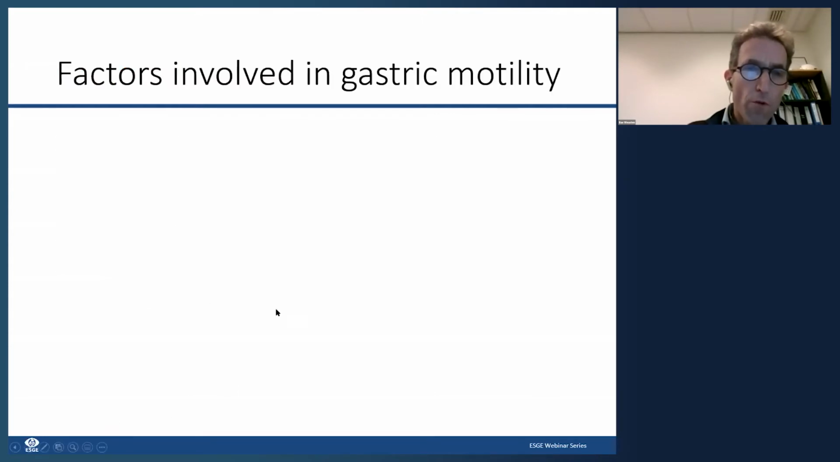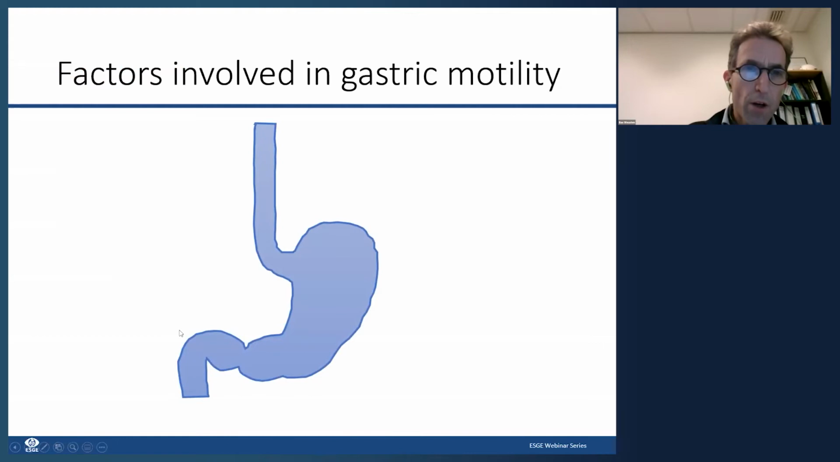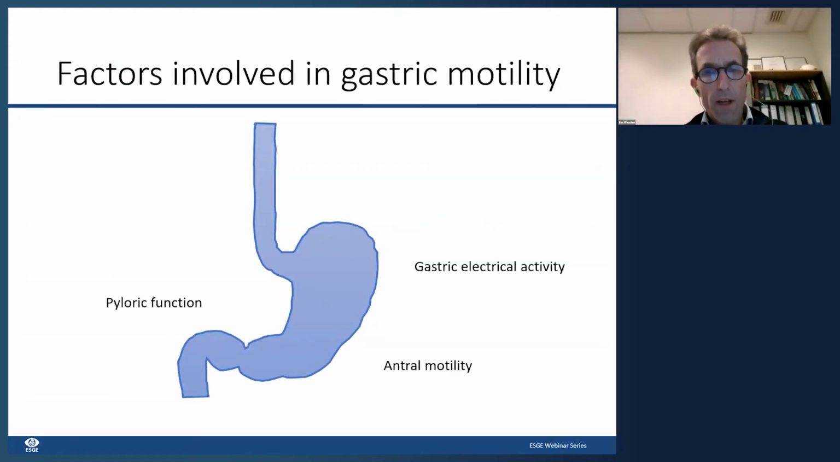Let's move on, because there are many factors involved in gastric motility. It is not only the gastric electrical activity, which originates from an area approximately here in the stomach between the fundus and the corpus of the stomach, from interstitial cells of Cajal. It's a sort of gastric pacemaker, controlling the electrical activity of the stomach in a 3-per-minute cycle, and superimposed on that, enteral motility can take place.